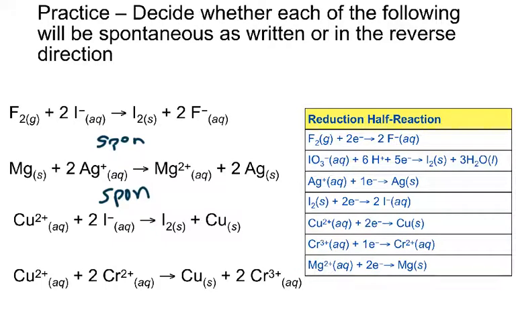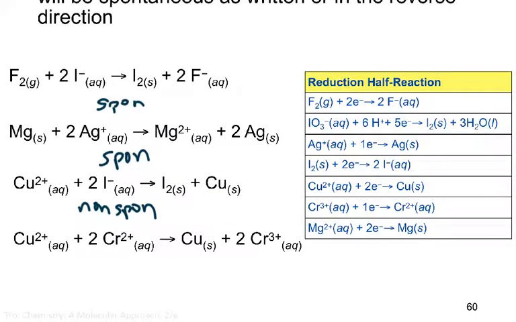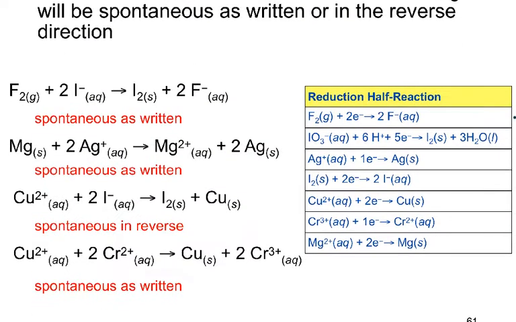Copper and the iodine, so we're looking at copper 2 going to copper solid, this one, and this one. The one that's higher in the table is not as written, so this one will be non-spontaneous. And then the last example here, we have, again, copper 2 and copper and chromium. The copper one is as written, the chromium one is reversed, so this one will be spontaneous because the copper one is higher. So, yeah, this is the only one that's spontaneous in reverse.